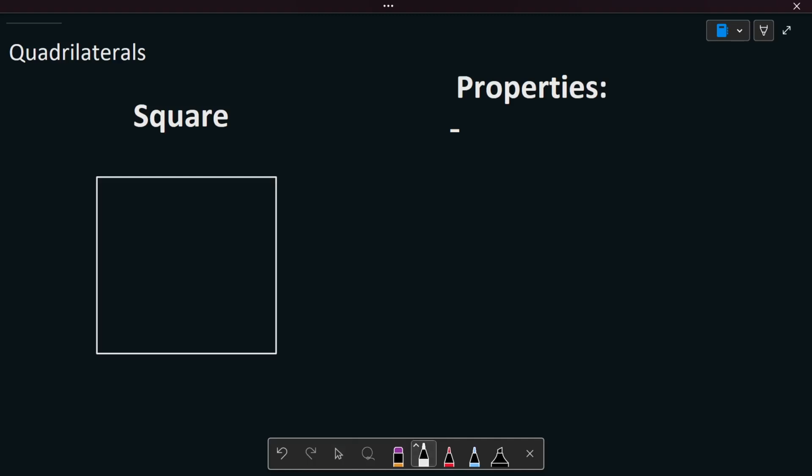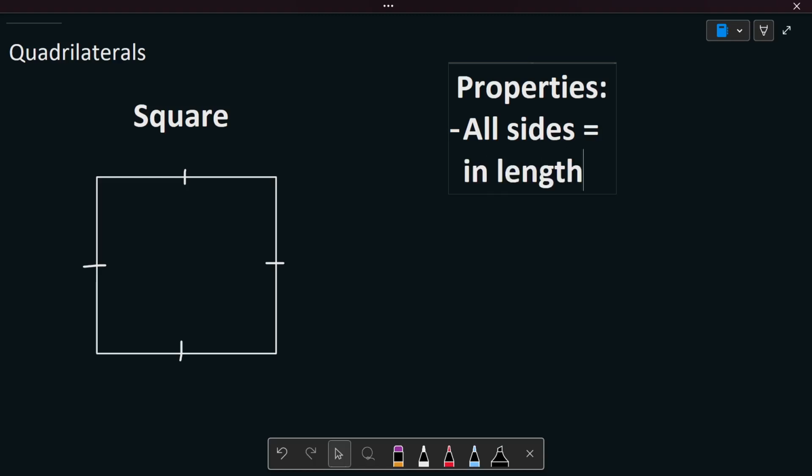So our first one is going to be the sides. Now, what do the sides look like? What are the lengths of each side? So in a square, we know according to the properties that every single side of the square is going to be equal in length. And that is what these symbols indicate, that all the sides are equal in length. So that's what we're going to write over here: all sides equal in length.